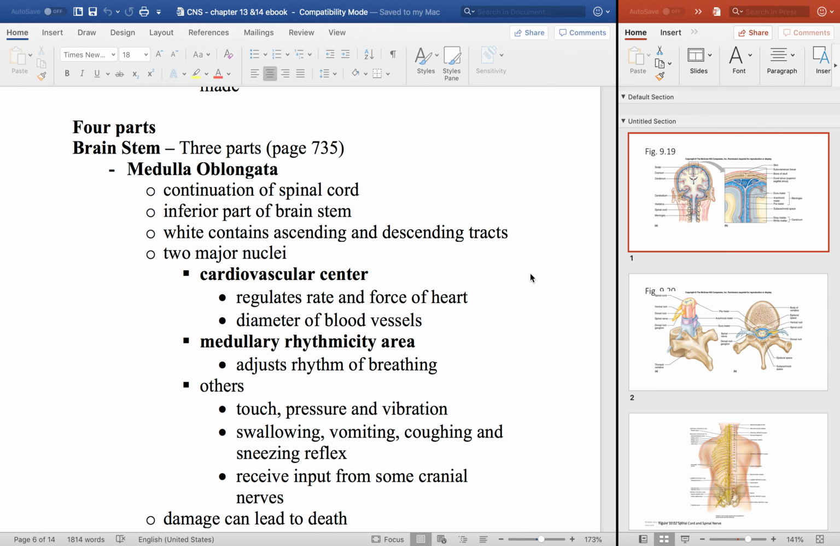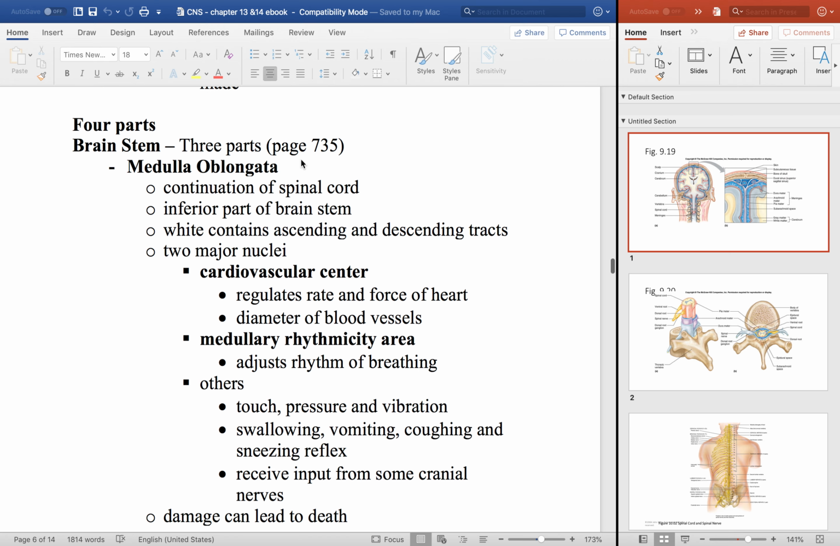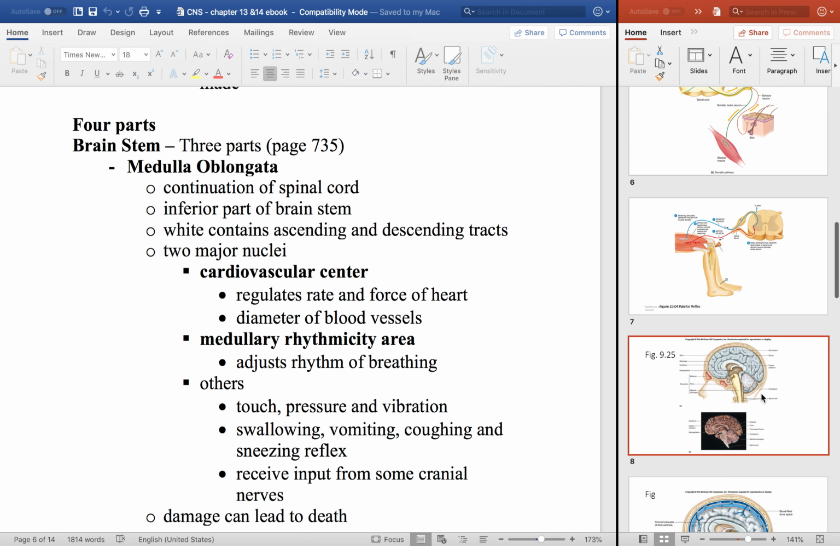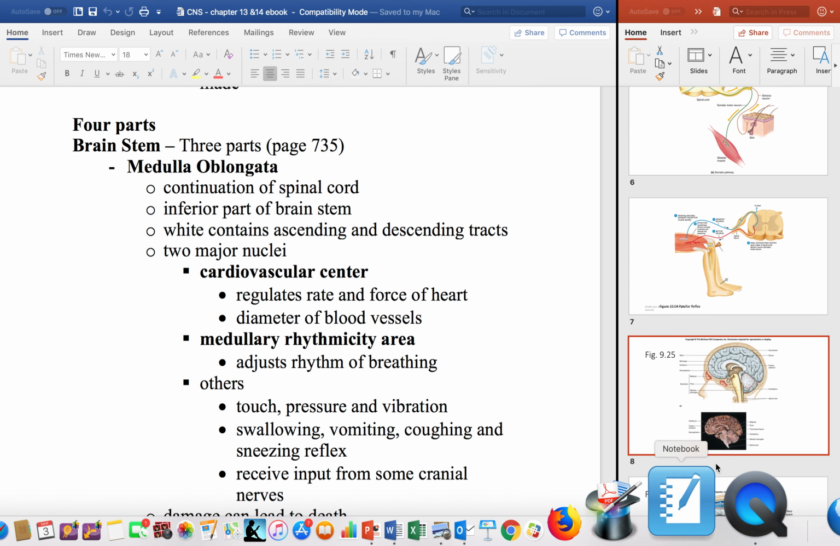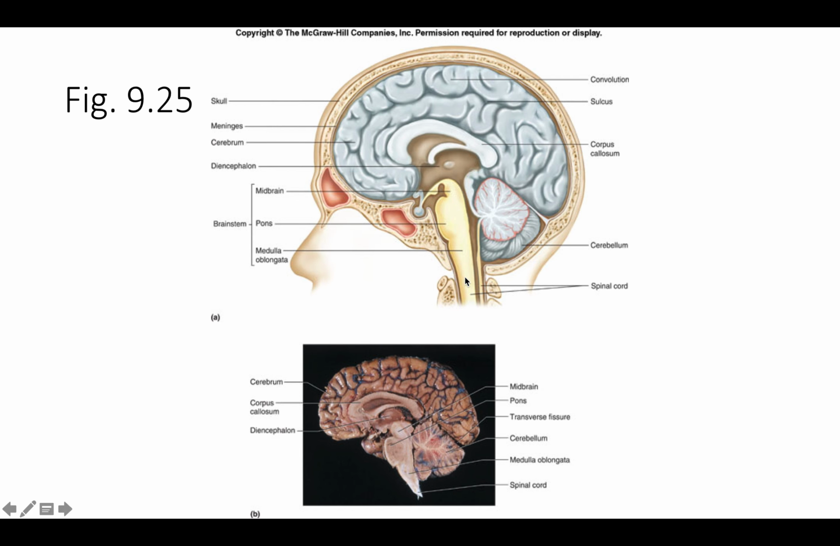So starting with the Word document and the PowerPoints, the medulla oblongata is the first thing we're going to talk about. Remember, it's the inferior-most part of the brain stem. So it's continuous with the spinal cord itself. This picture is the picture that you have on PowerPoint. Okay, so here's the spinal cord and here's the medulla oblongata.